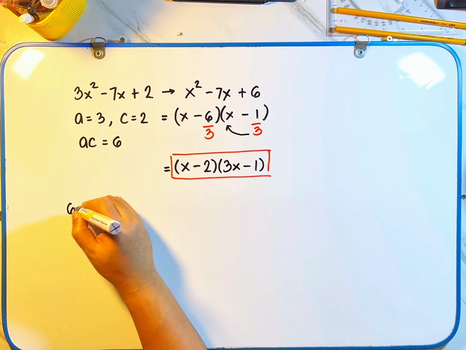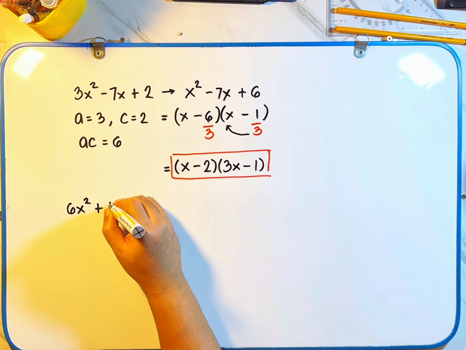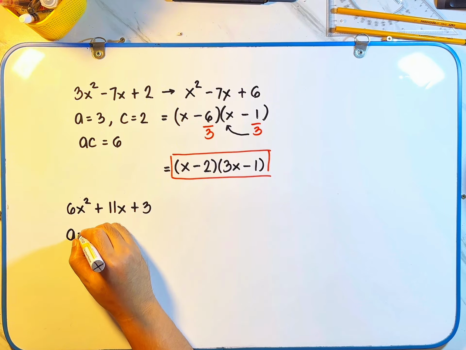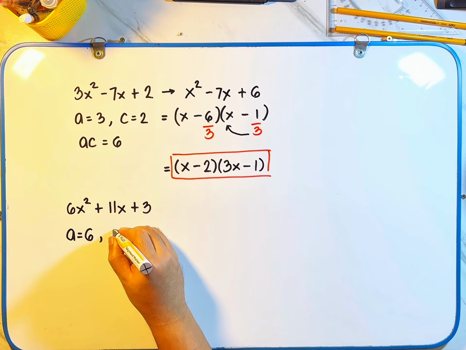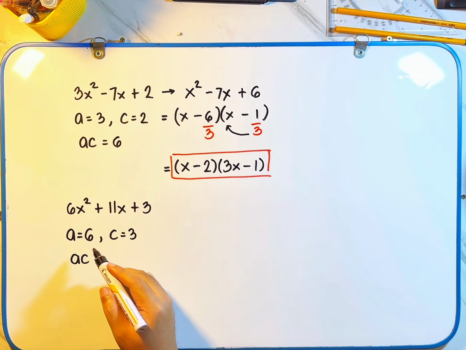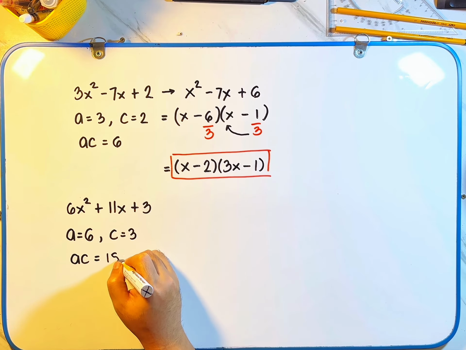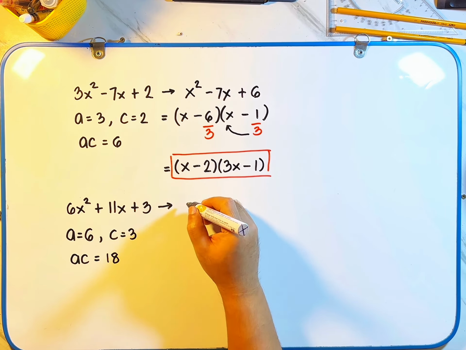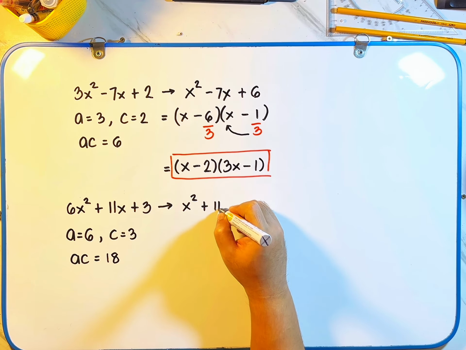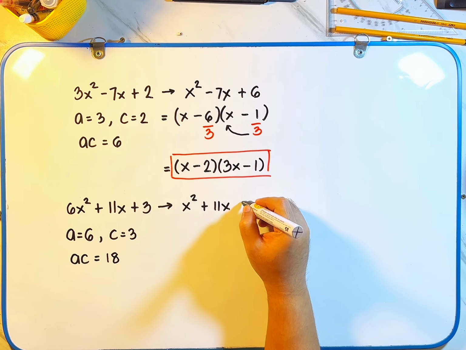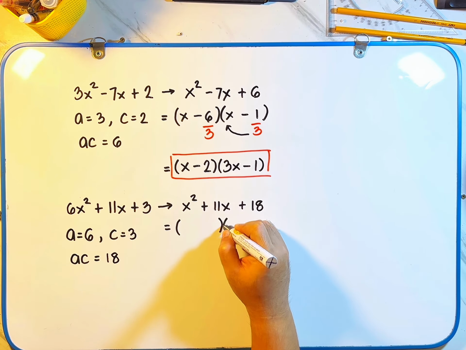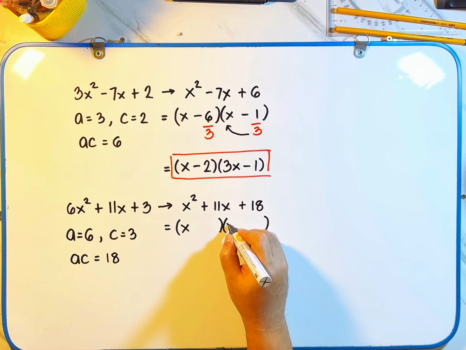Next, let us factor 6x squared plus 11x plus 3. The leading coefficient A is 6. The constant term is positive 3. The product A times C is equal to 6 times 3, that's 18. Now let us rewrite this. Let us remove the leading coefficient. We have x squared plus 11x, and then 3 becomes 18. So plus 18. The factored form is the product of two binomials, x and then x.